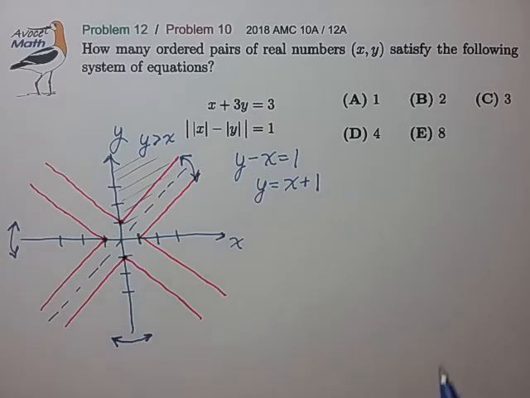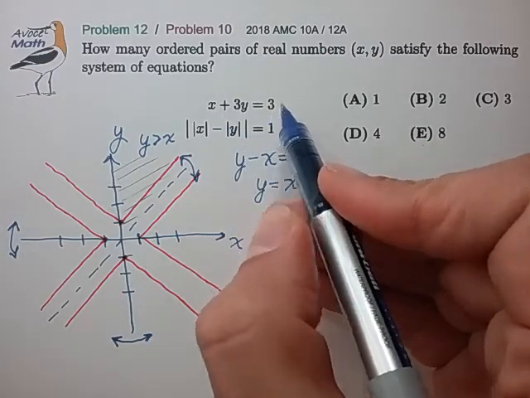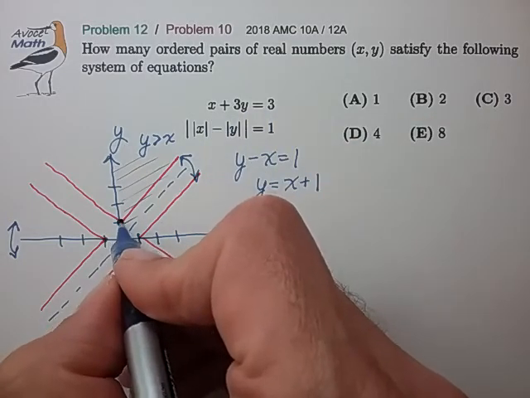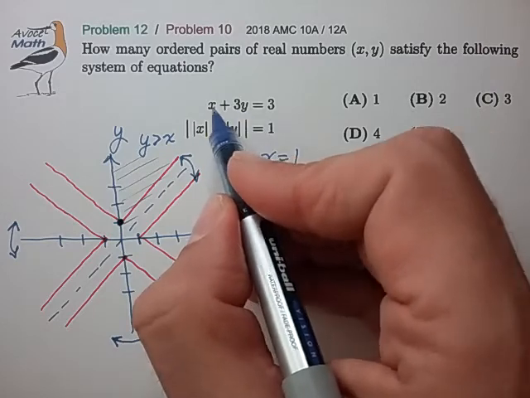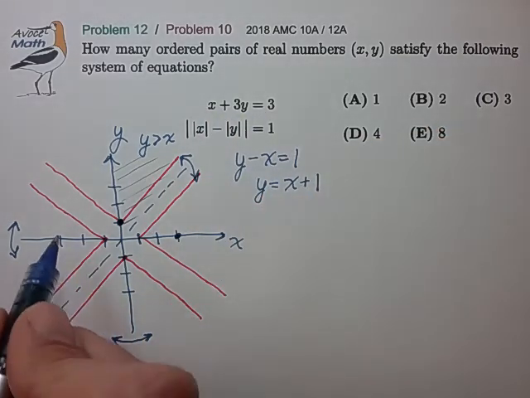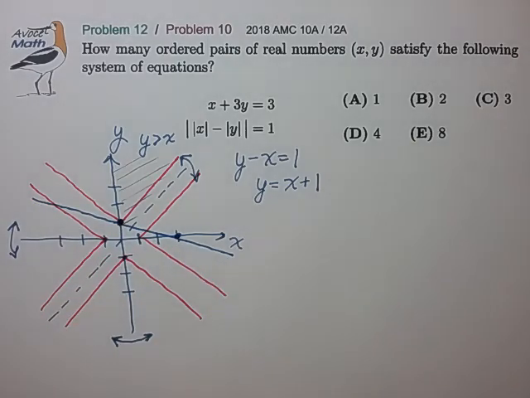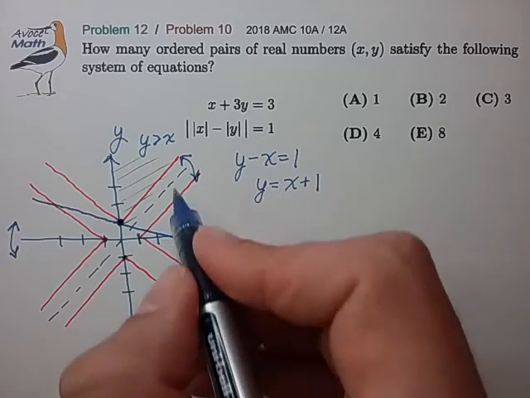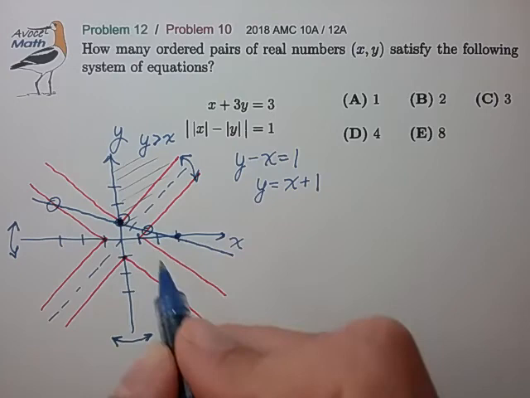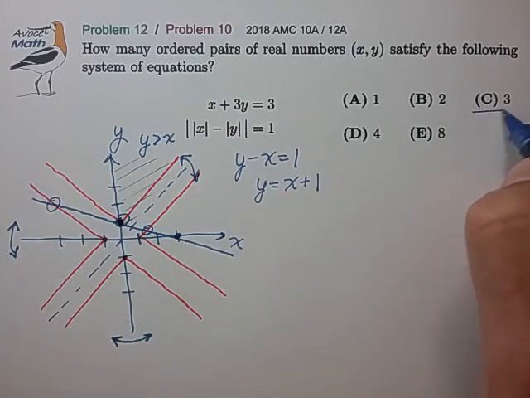So now let's go back to our first equation, x plus 3y is equal to 3, and see what that looks like. So when x is equal to 0, y is equal to 1. And when y is equal to 0, x is equal to 3. So that first equation generates a straight line that looks like this, and that intercepts the second equation in 1, 2, 3 points and no others. So that gives us answer C, 3.